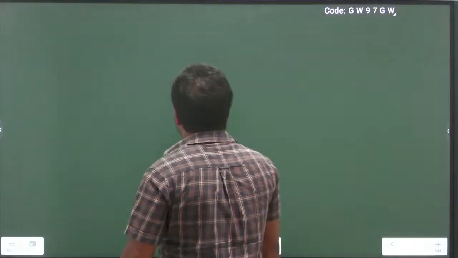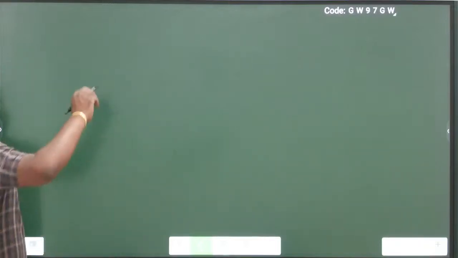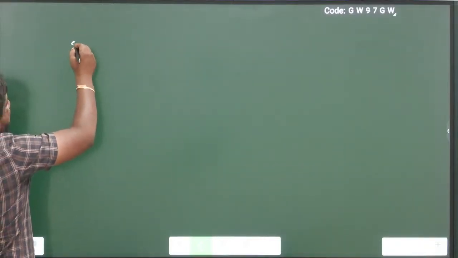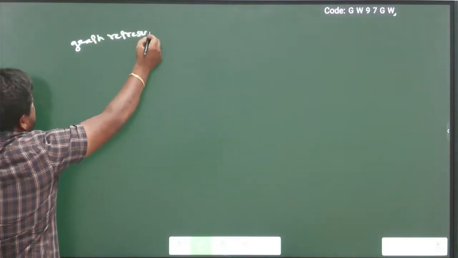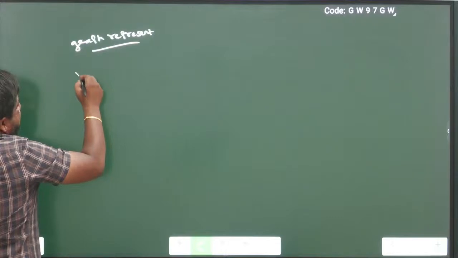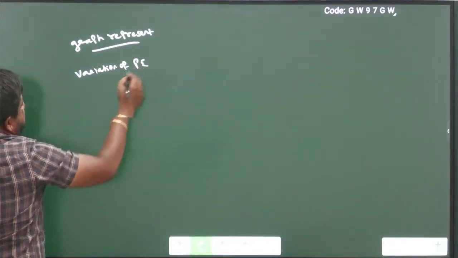Now sometimes when the examiner wants a graph representation, look very carefully. Graph representation, variation of potential energy. Potential energy will be maximum at extreme position, minimum (zero) at mean position. So this will be the graphical representation of what? Potential energy, variation of potential energy.